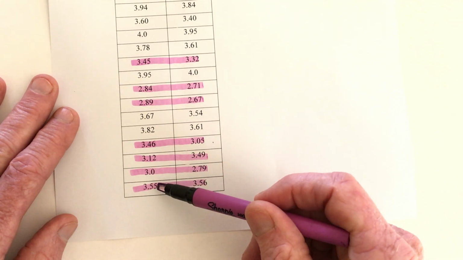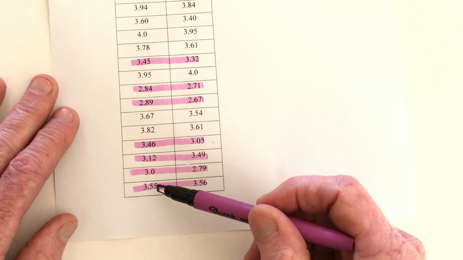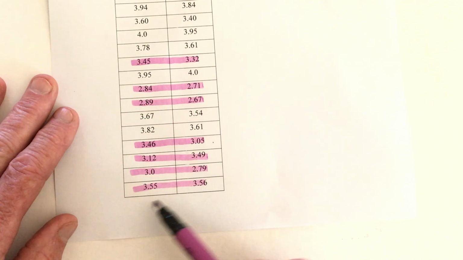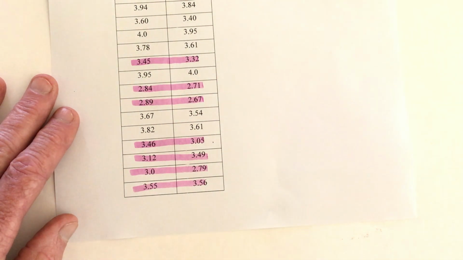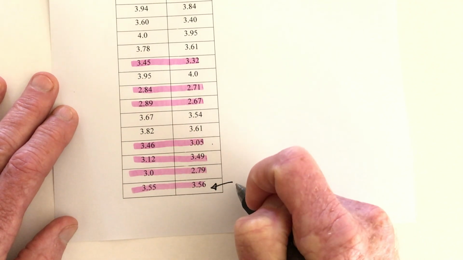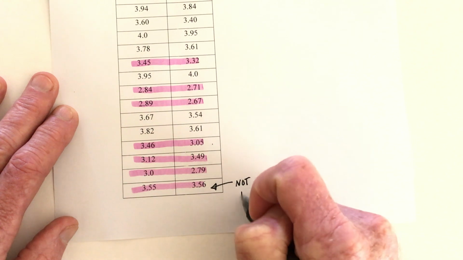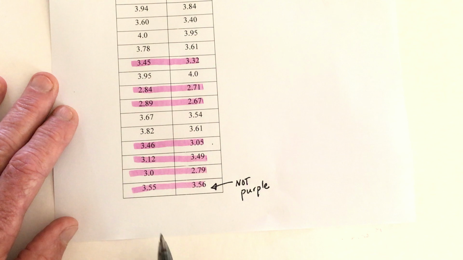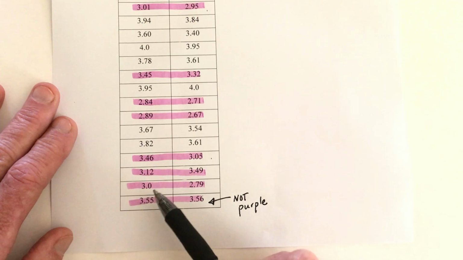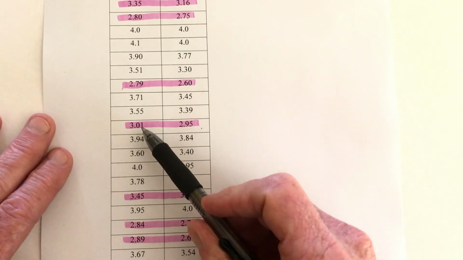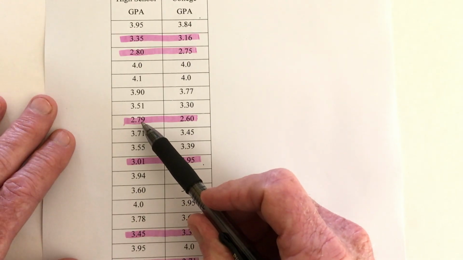Then I'm going to go through and double check. Oh, I made a mistake right here. That's not less than 3.5. So I then need to unhighlight this person. I actually did that on purpose just to show you sometimes that can happen. This one is not purple. Since I don't have an eraser for that, I'll just have to say that one's not purple. Let me double check the rest. Less than 3.5. Less than 3.5. Less than 3.5.